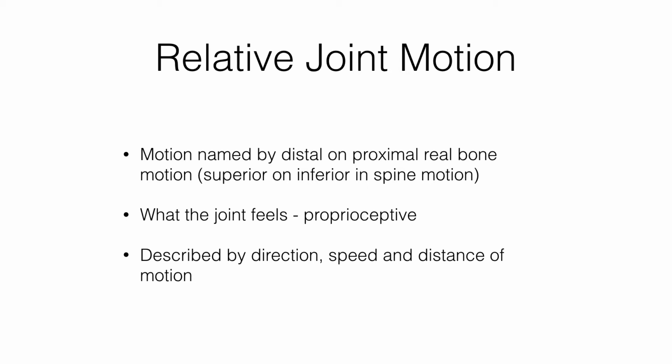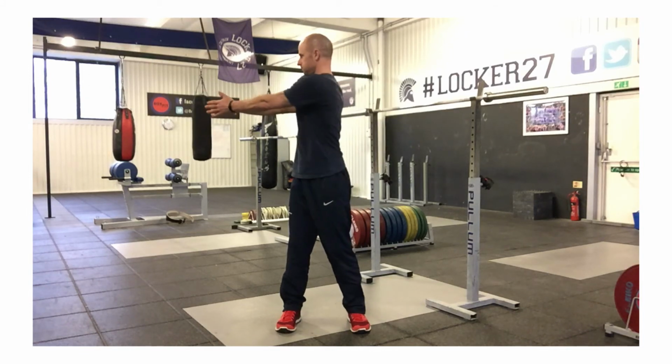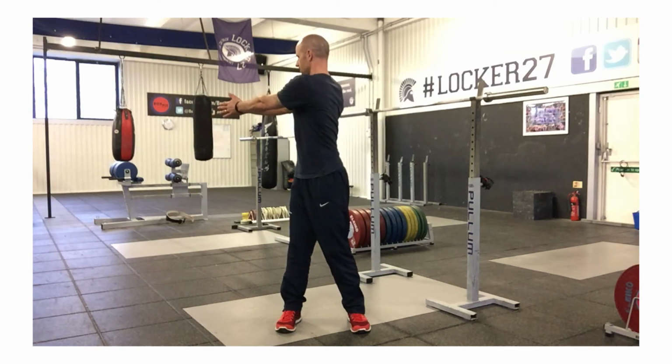So this is what the joint feels, this is what the proprioceptors pick up on, and this is what the muscles react to. This motion will be described by the direction, the speed, and the distance that the bones are moving through. If we look at this example of rotating to the right, my hands are the driver, so my hands will be moving faster than any other part of the body.